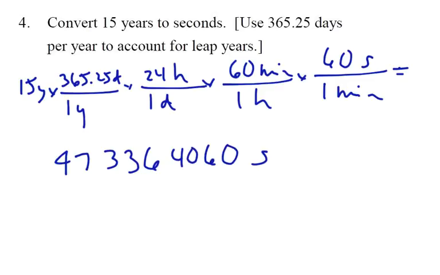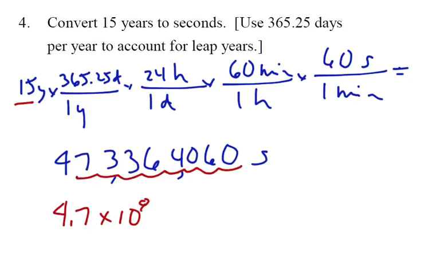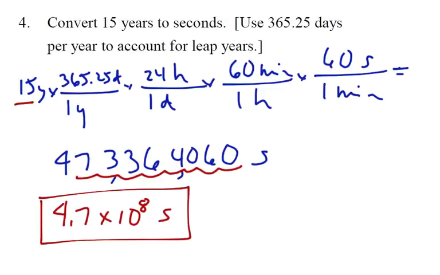473,364,060 seconds. Now this is the perfect time to use scientific notation because that number is just huge. And we only have 2 digits here, 15, 24, 60. So we make this 4.7 times 10 to the 8th seconds. That'd be a much more manageable sort of number.